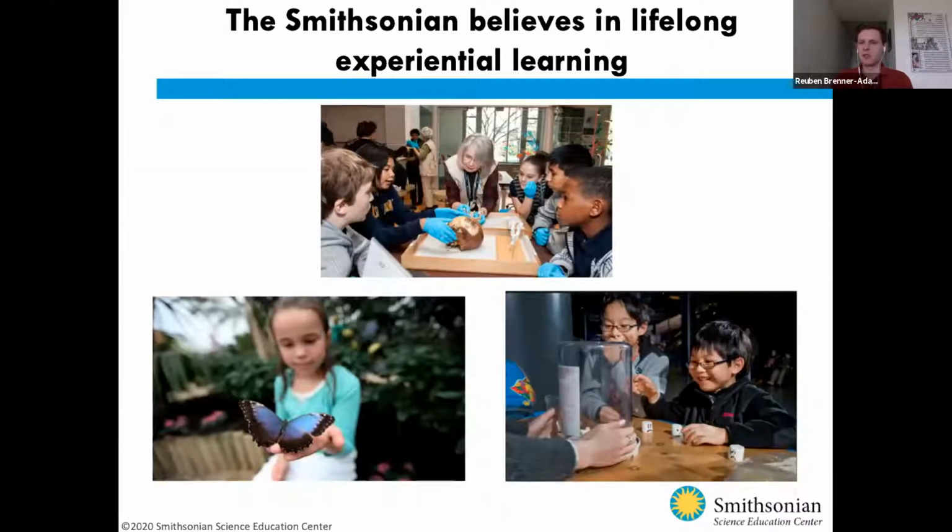So the Smithsonian believes in lifelong experiential learning, and you'll notice that all of these pictures were taken before the coronavirus hit. But it's still true that the Smithsonian believes in lifelong experiential learning, and it's still true that we believe that experiential learning can happen at home, it can happen in quarantine, and you can still do hands-on and amazing activities from the comfort of your own home.